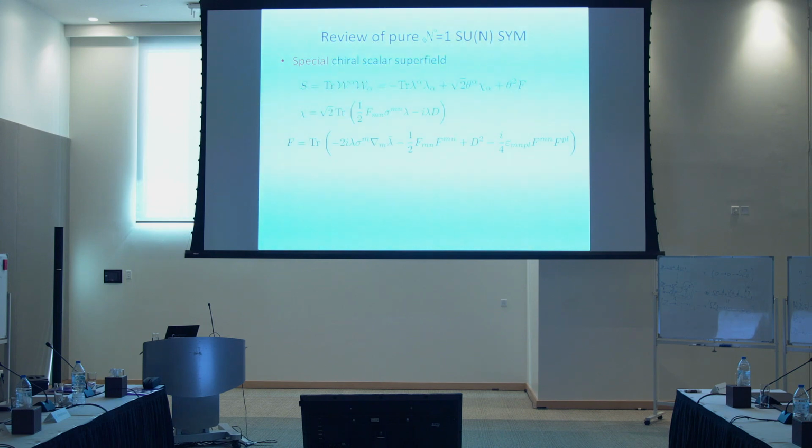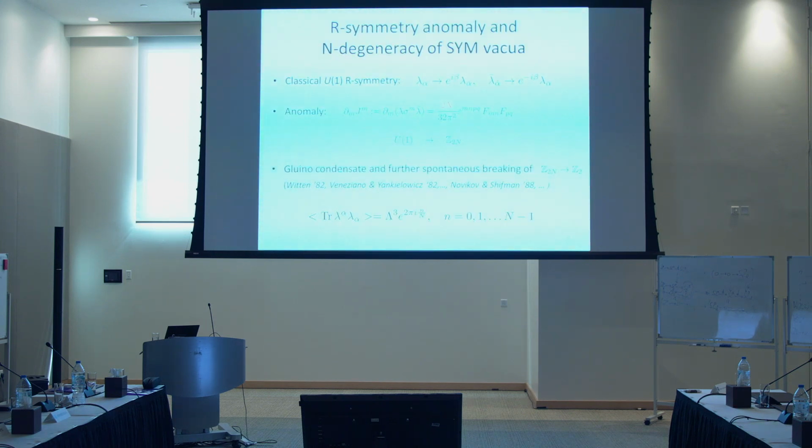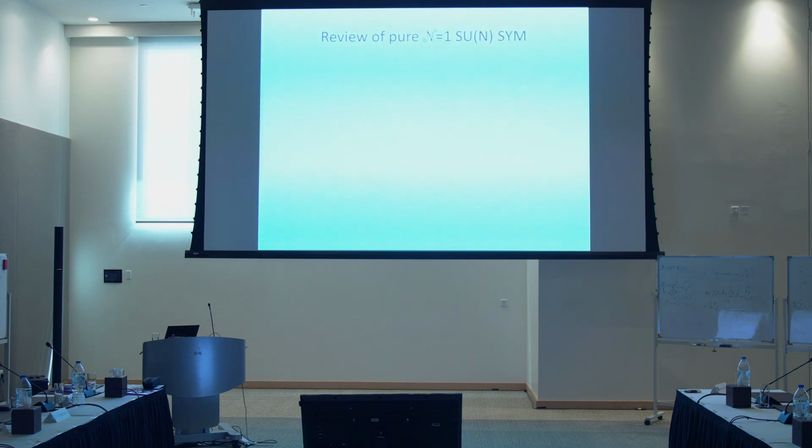Now, let's have a look at the form of this trace of W^alpha squared. One can see that this is, again, a chiral superfield, which has the following structure.